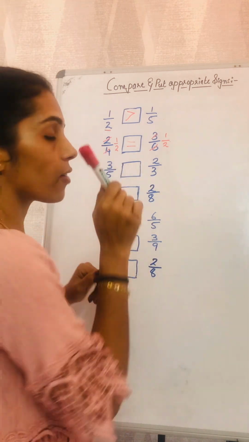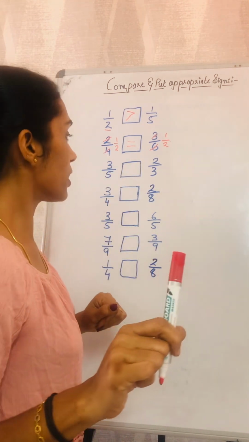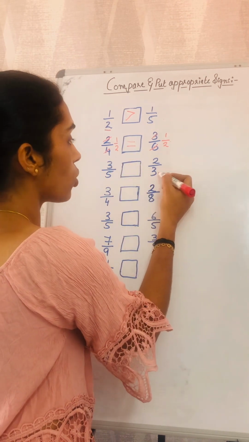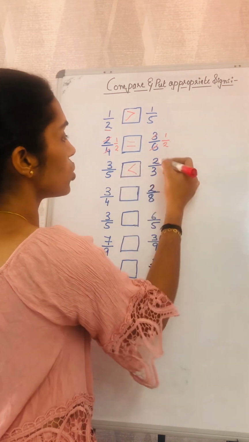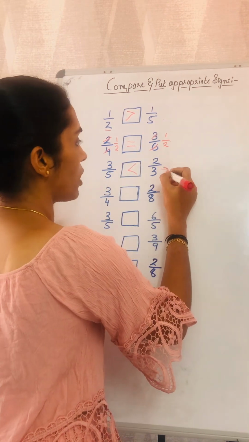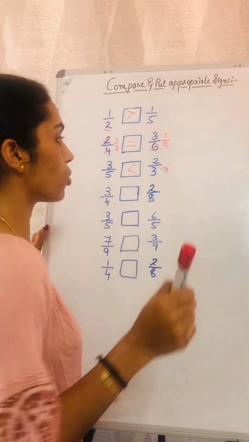And the third one is 3 by 5 and 2 by 3. Okay, we can apply our rule. The smaller the denominator, greater is the fraction, right? So in 2 by 3, denominator 3 is smaller. Obviously 2 by 3 is greater. But now let's check for that. If you have some confusion, you can go for checking.